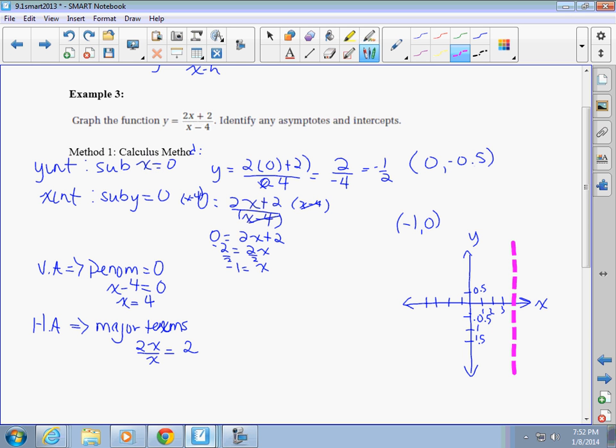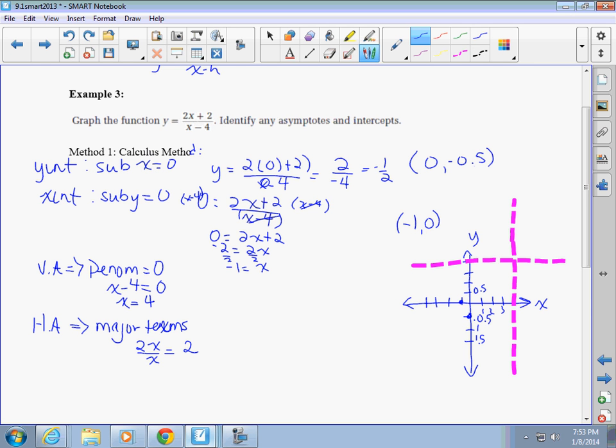Horizontal asymptote is at y is equal to 2. Oops, I didn't finish. So that's 1/2, 1, 1.5, 2. Pretend that's nice and straight. I should extend that to go that way. Okay. Now I know that this is going to cross my graph at 0 and negative 0.5, so right over here. And then it's going to cut also at negative 1 and 0. So that's right over here.